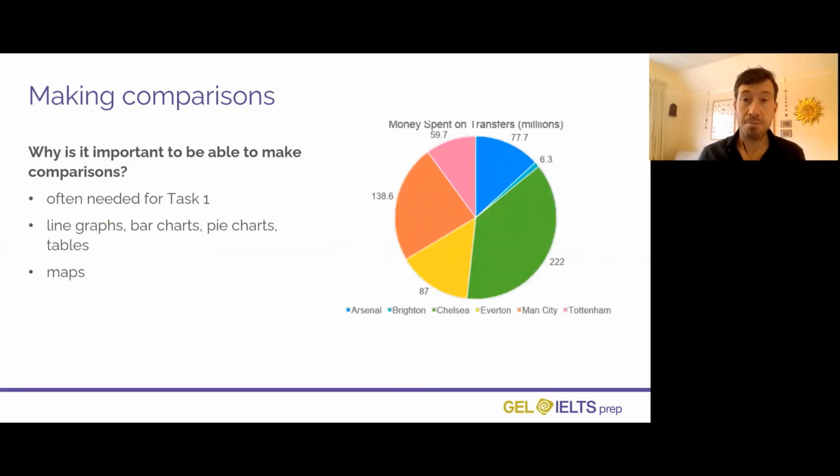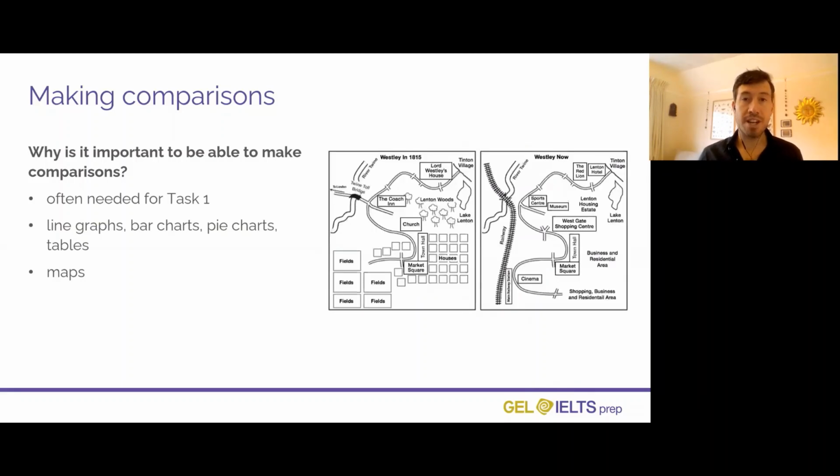Pie charts, again, you could make comparisons between one part of the pie chart and another part. So for example, this green part and this yellow part, you might want to compare them as well. And finally, as I mentioned, maps, you sometimes want to compare. So this is the map before and this is the map now. So in this situation, you might want to compare the past and the present. So we can see in all these different types of writing task 1, you probably want to make comparisons.